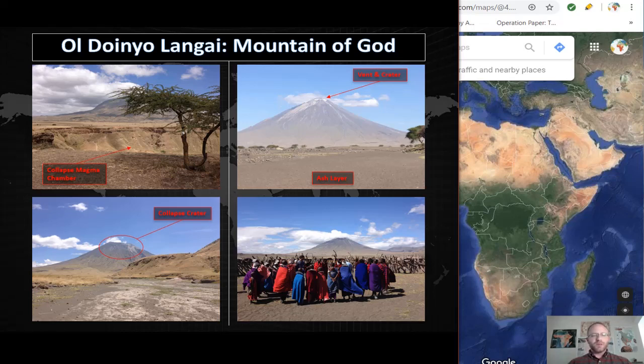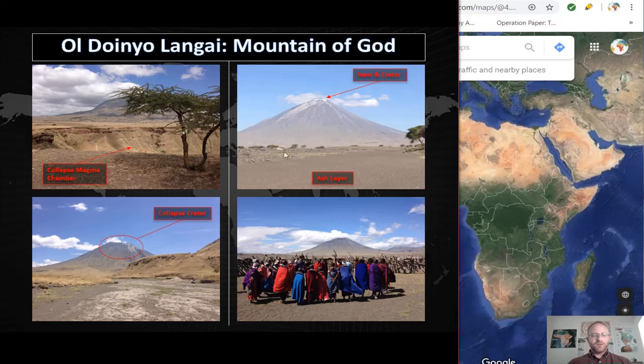Now, you'll notice in the picture on the bottom left here that the crater collapsed in the circle here, because this was really the direction that the ash had erupted. Now, notice the grassland surrounding the volcano in this picture. This is recent growth since its eruption in 2007.